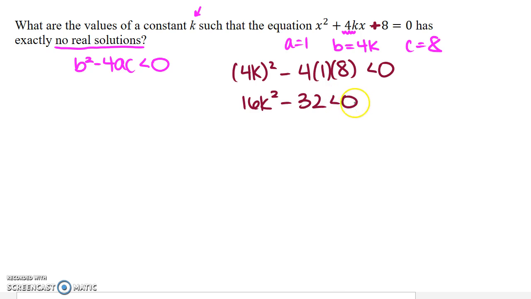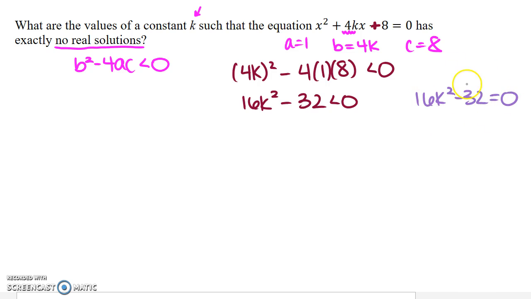Now here we don't typically solve quadratics with an inequality, so in order for us to solve this, we set this equal to 0 and say, well, once we figure out where it is equal to 0, then we can easily test which region is going to allow us to make this be a true statement. So we're going to solve 16k squared minus 32 equals 0.